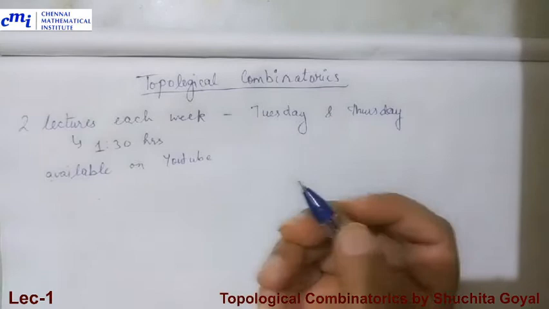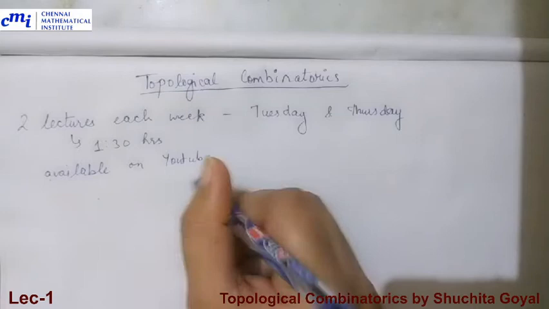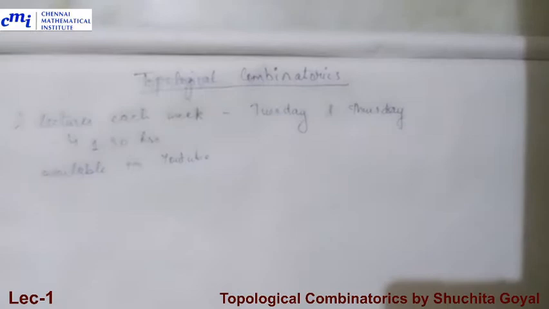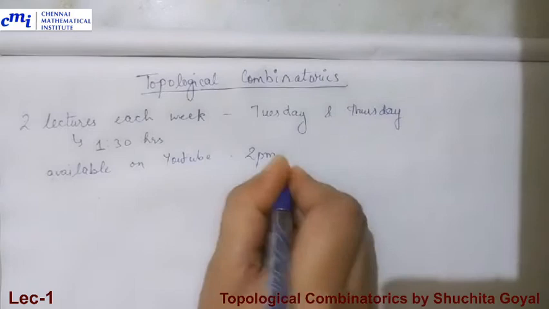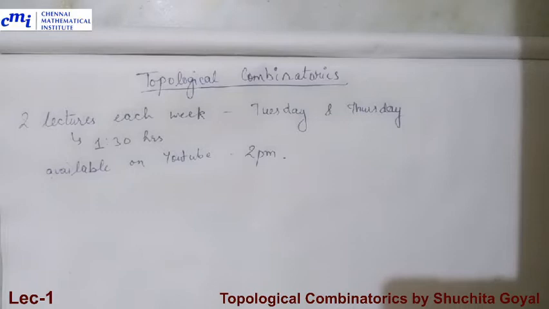You should be able to access each lecture for that week on the day of the lecture by 2 p.m. And if there is any problem in the sense of the size of the video, etc., then possibly we'll have to make it 1 hour each and 3 hours a week. But the main plan is to do 3 hours a week. So either it's going to be 1.5 hours and 2 lectures or 1 hour and 3 lectures.